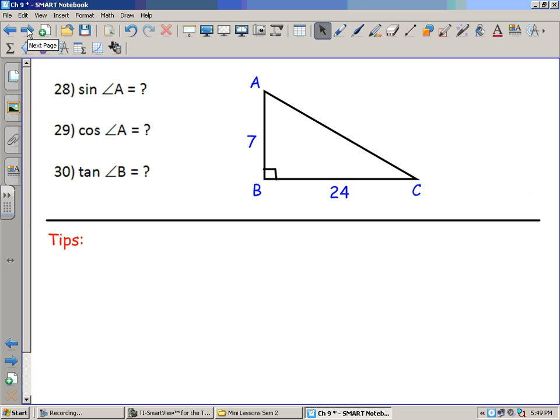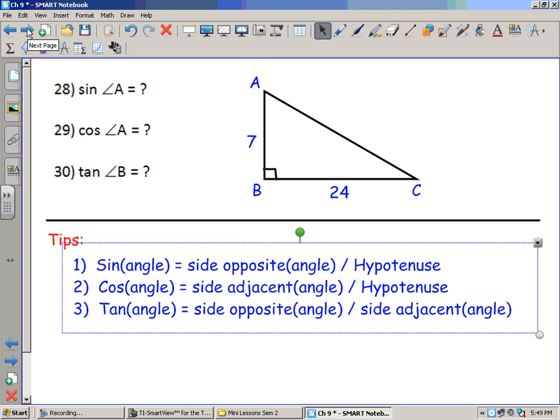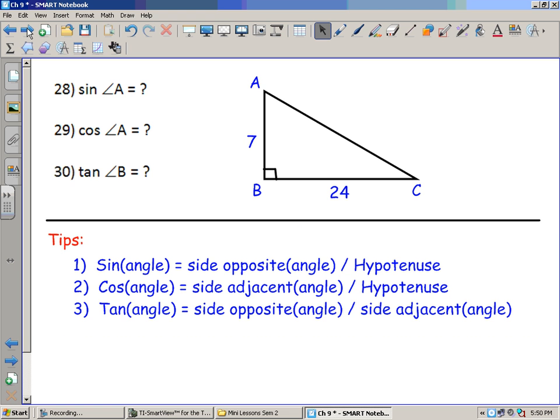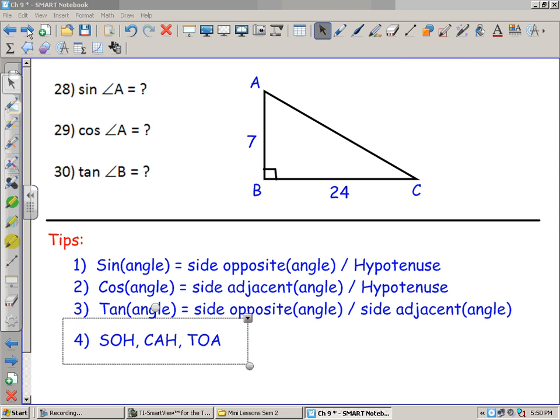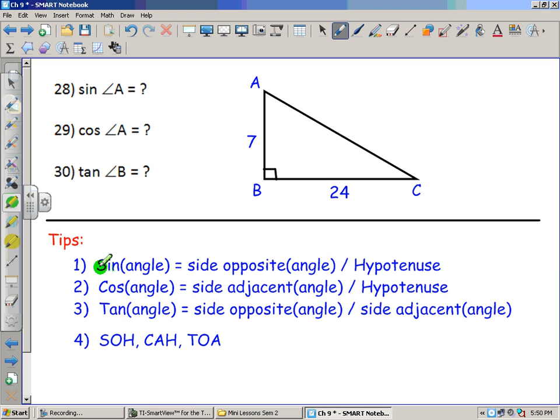All right, now I took sine, cos, and tan. Remember, sine is the opposite over the hypotenuse. Cos is the adjacent over the hypotenuse, and tan is the opposite over the adjacent. So you remember this with SOHCAHTOA. If you want a little way to remember this, sine equals opposite over the hypotenuse, SOH. The cos equals the adjacent over the hypotenuse, CAH.